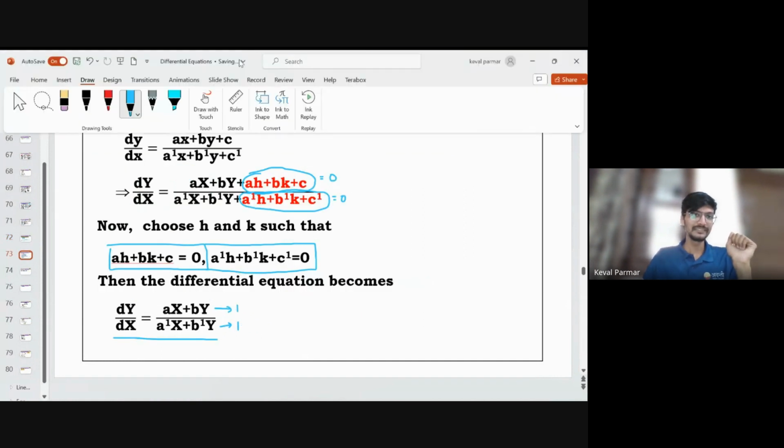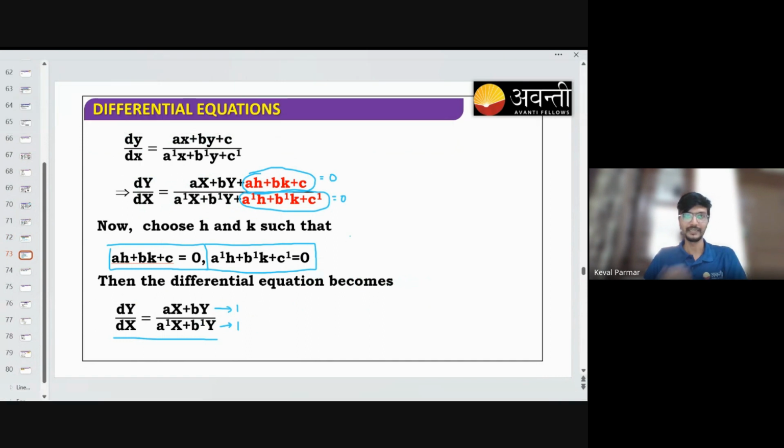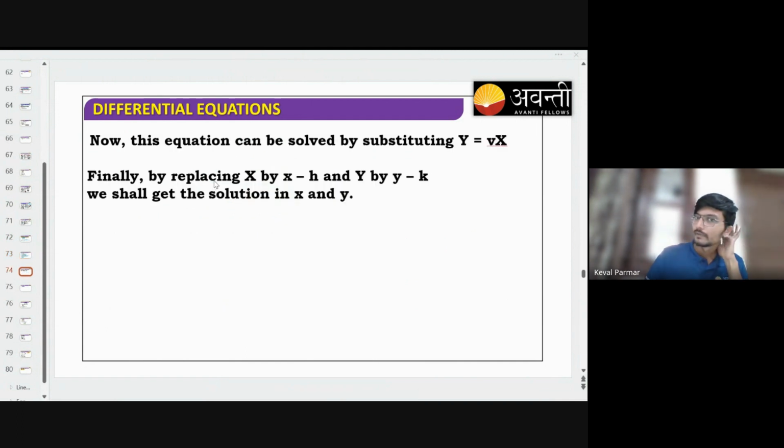So by solving these equations, we can write it here. Solve these to get h and k. We'll solve these equations simultaneously so as to get the values of h and k. Once we get the values of h and k, we can simply substitute and write our answers. Got it? So let's look at the question.